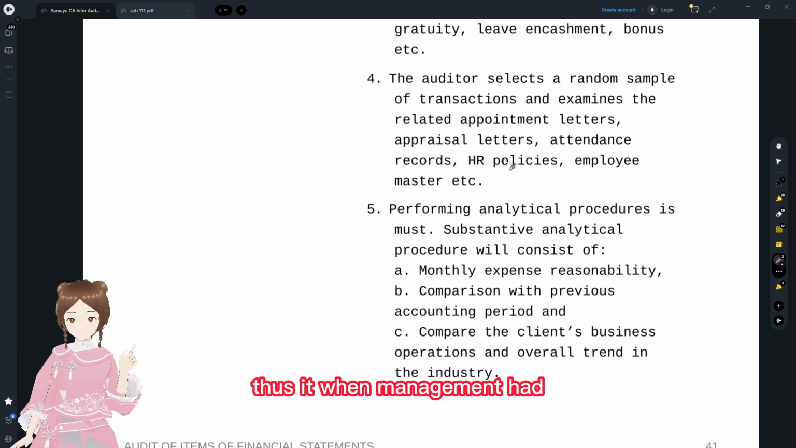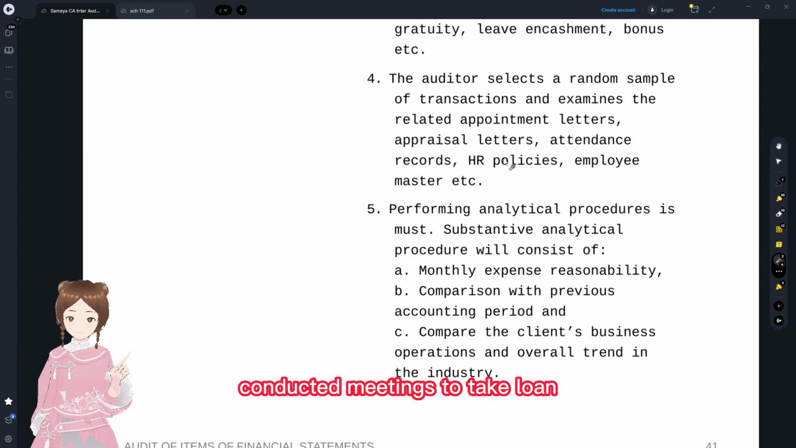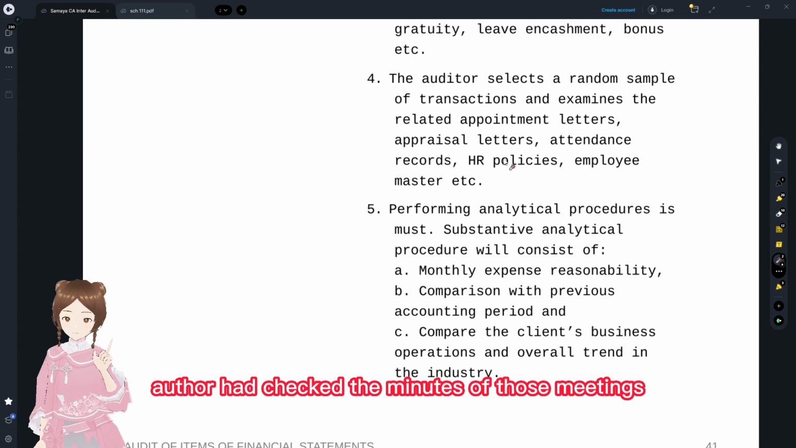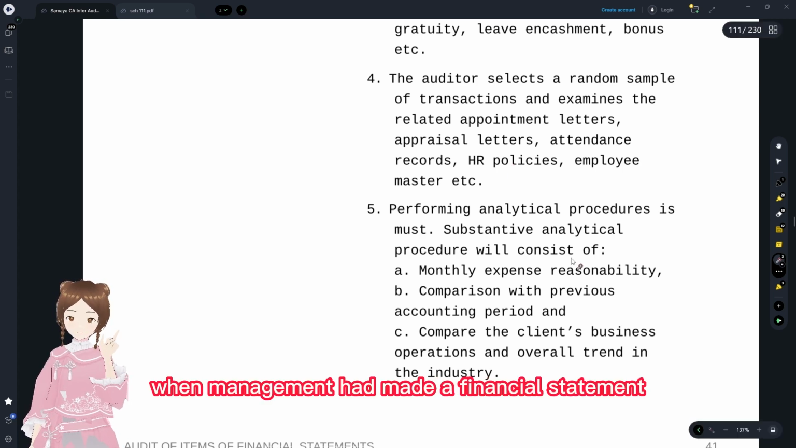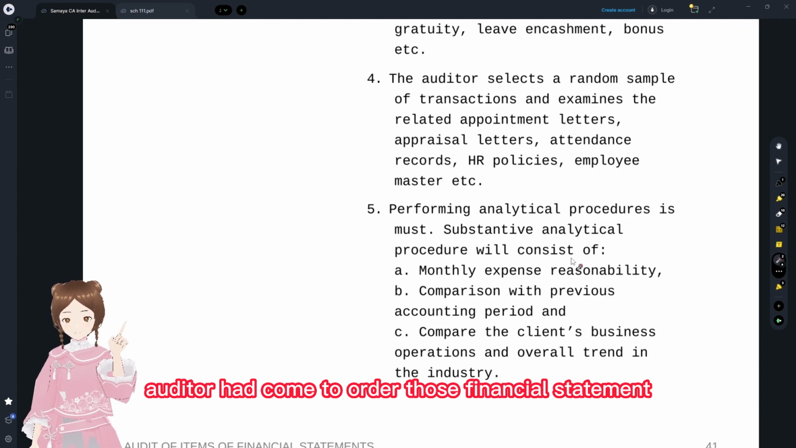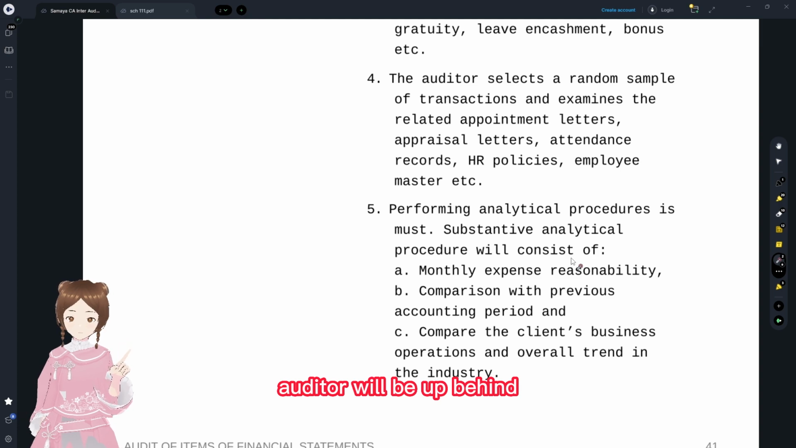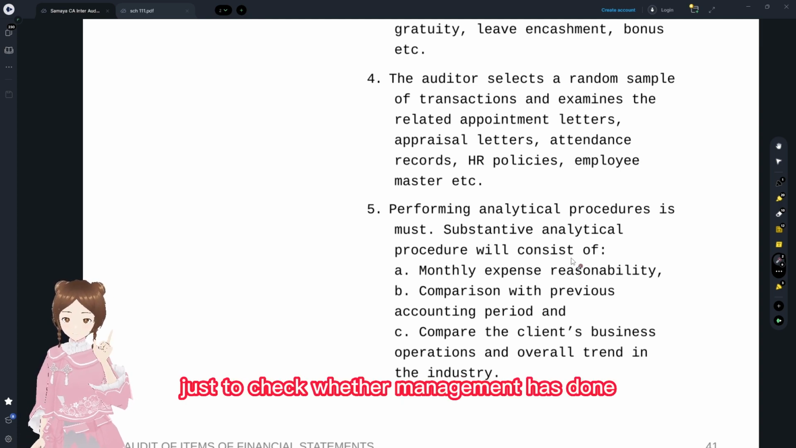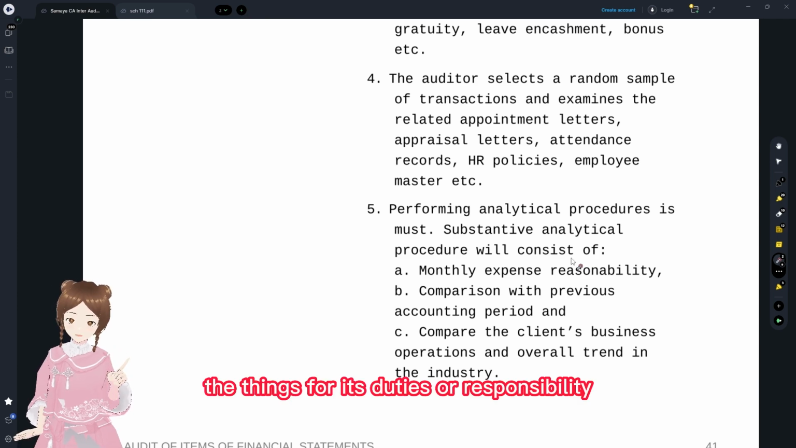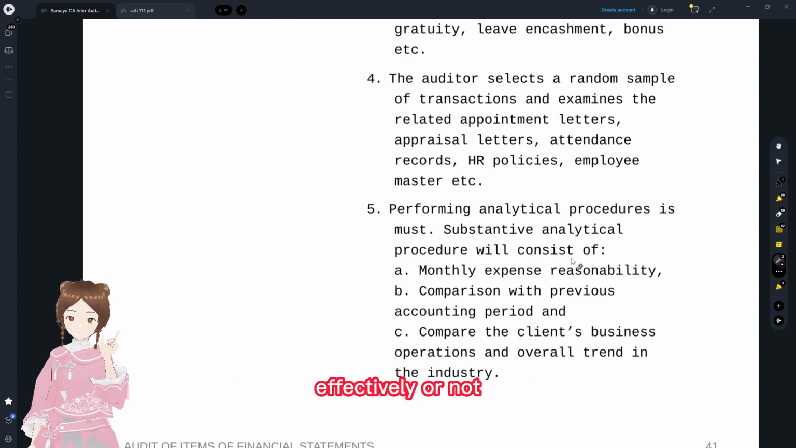That's it. When management conducted meetings to take a loan, the auditor checked the minutes of those meetings. When management made the financial statements, the auditor came to audit those financial statements. Whatever the management has done, the auditor will be behind, like a watchdog, just to check whether management has done the things that are its duties or responsibilities effectively or not.